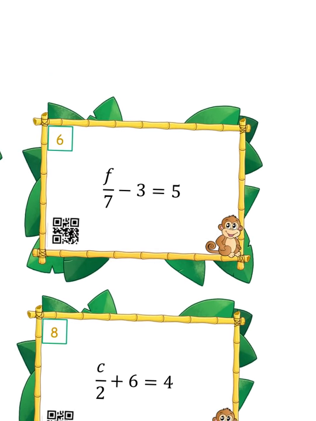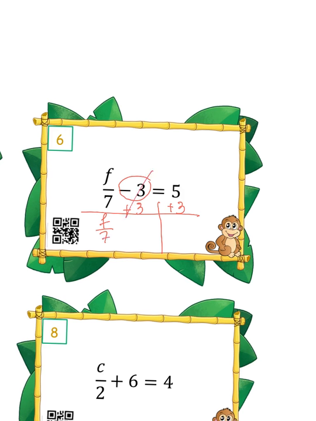Number 6, draw the line. F over 7 minus 3 equals 5. So I'm going to circle my constant that I'm about to take away. So what is the inverse of subtraction? Addition. So I add 3 on both sides. F over 7. Whatever you don't use, you rewrite it.